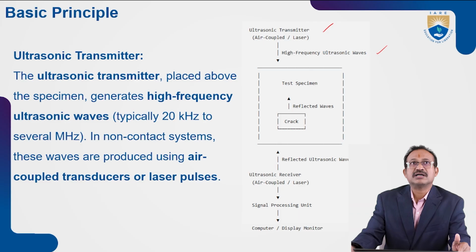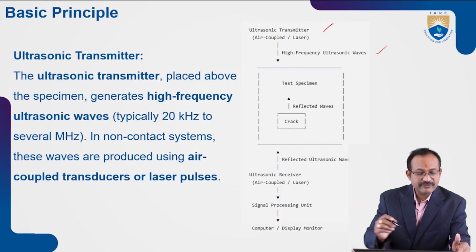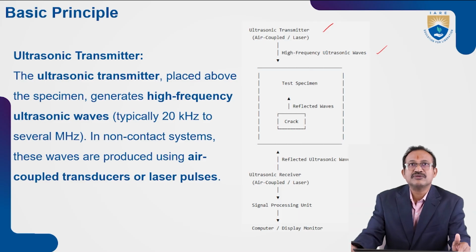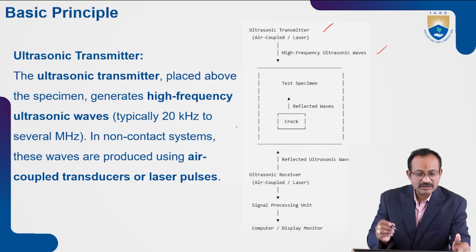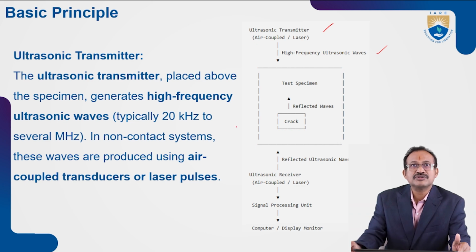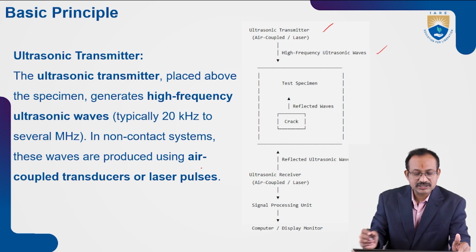Ultrasonic transmitter. The ultrasonic transmitter placed above the specimen generates high frequency ultrasonic waves, typically 20 kHz to several megahertz. In non-contact systems, these waves are produced using air coupled transducers or laser pulses.